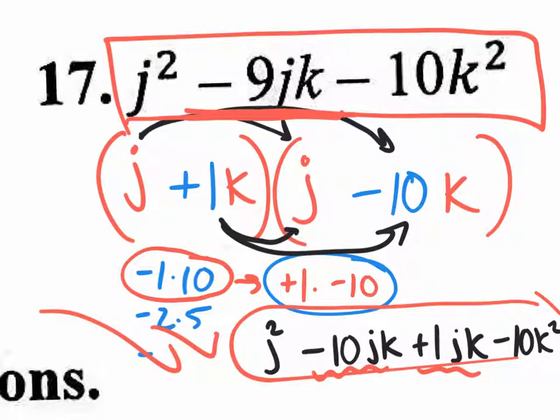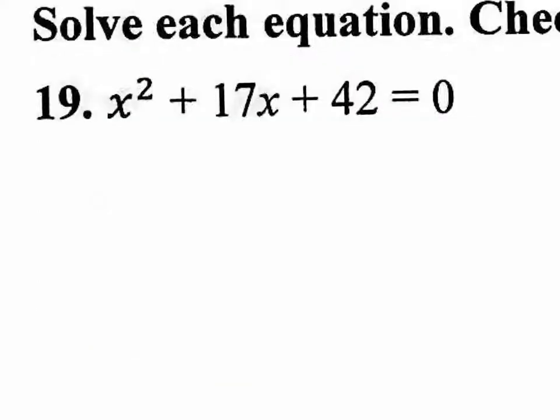Let's move on, number 19. Now, from here on out is where we have equations that we need to solve. And how do we do this? It's really three words that you want to remember: factor, split, and solve. Factor, split, and solve. So if it's factorable, you factor it. Use a shortcut.